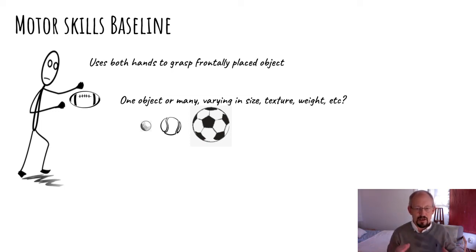So if we only use round balls, then that's what our conclusion must be restricted to in terms of the baseline. If we've used other sized objects and shaped objects and textured objects, and we've got a consistent piece of information on the ability to do that, then we can say that we've got a generalizable baseline that we can build on for future benchmarks or interventions or instruction.